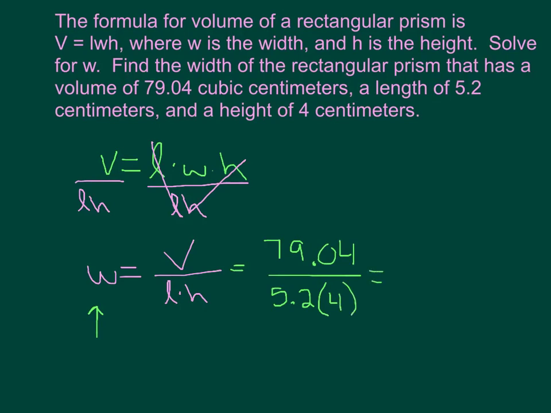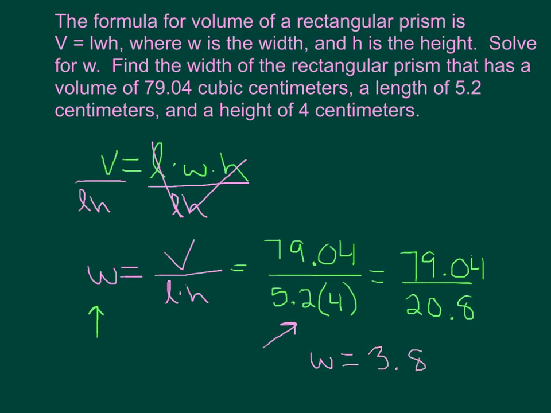So, following order of operations, I'm going to evaluate my denominator first. 5.2 times 4 is 20.8, and then I have to do the area in the numerator. So 79.04 divided by 20.8, and you should get that the width equals 3.8 centimeters.